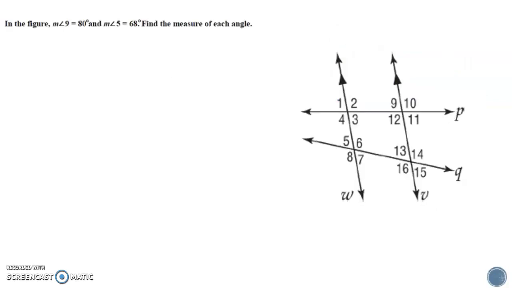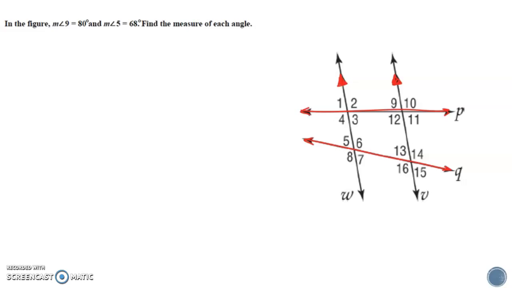So in the next problem, it says that in the figure, the measure of angle 9 is 80 degrees, and the measure of angle 5 is 68 degrees, and I'm asked to find the measure of each angle that is asked for. So I need to go to my picture and identify the transversals and the parallel lines. What I see in my picture is that I have these arrows here and here, which means that these are my parallel lines, and the transversals that are cutting them are line P and line Q. So line P and line Q, those are my transversals that I'm going to be referencing when I talk about being on the same side or on alternate sides of the transversal.